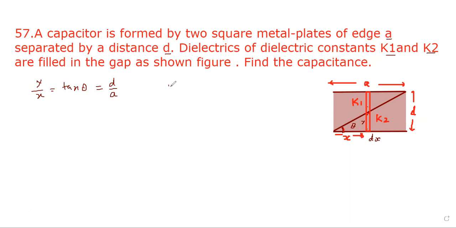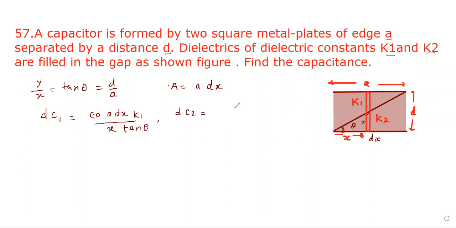Now we find the area of this strip. Suppose the area we denote as small a, so it will be A dx, length into breadth. Now here there will be two capacitances and they will be connected in series. So let's find their individual capacitances. Suppose dC1. So dC1 will be epsilon naught A dx times K1 divided by this distance, which will be x tan theta. It can be formed from here, y equals x tan theta.